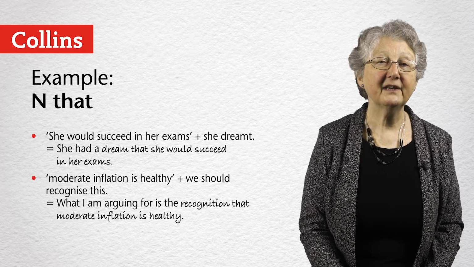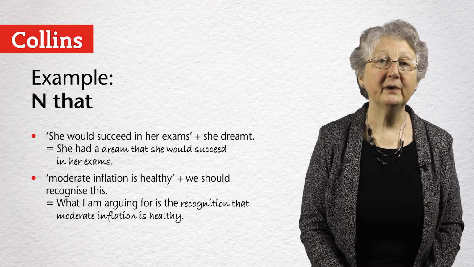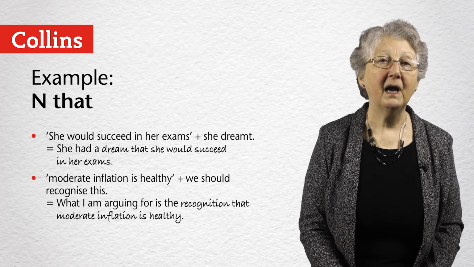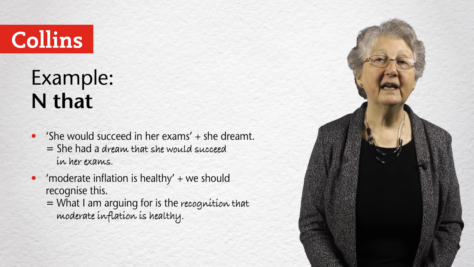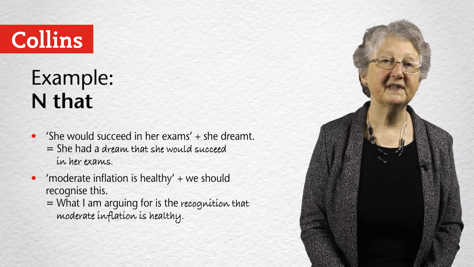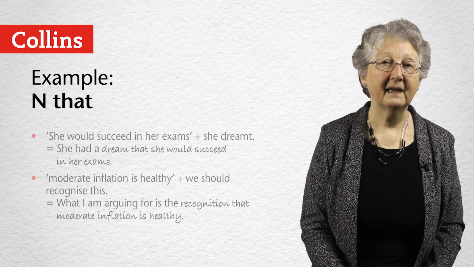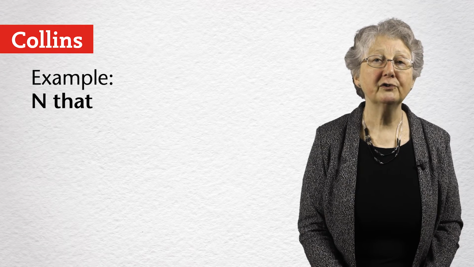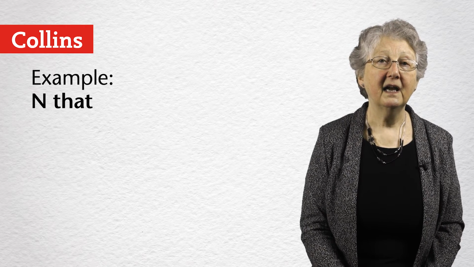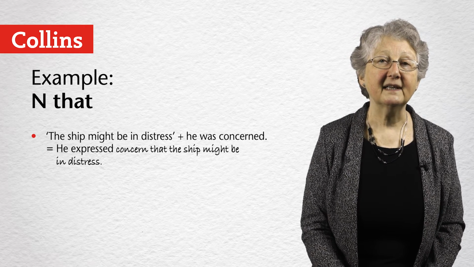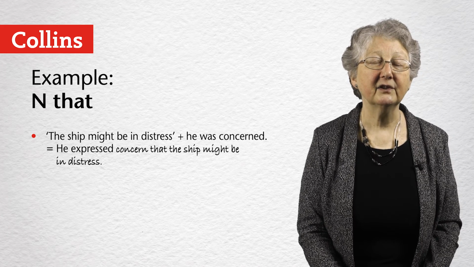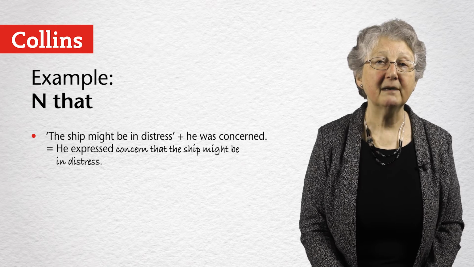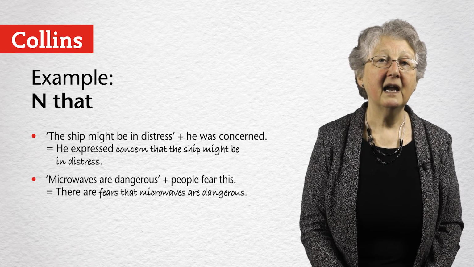Or moderate inflation is healthy, and we should recognise this. And here we give the learner a bit of help. What I'm arguing for is the recognition that moderate inflation is healthy. In the next set of examples, the nouns are all to do with emotions. The ship might be in distress, and he was concerned. The learner writes, he expressed concern that the ship might be in distress.